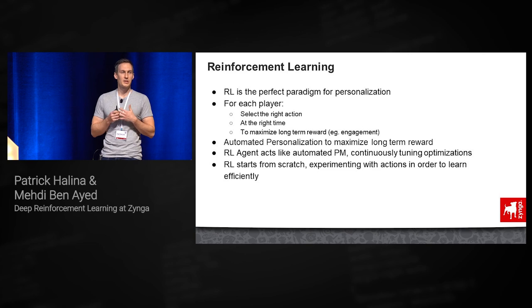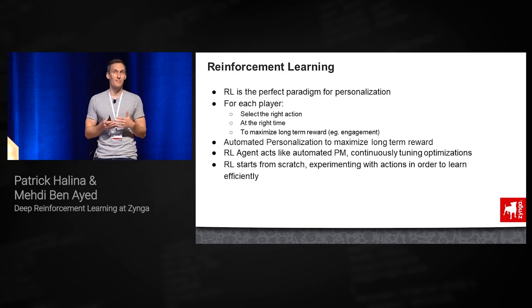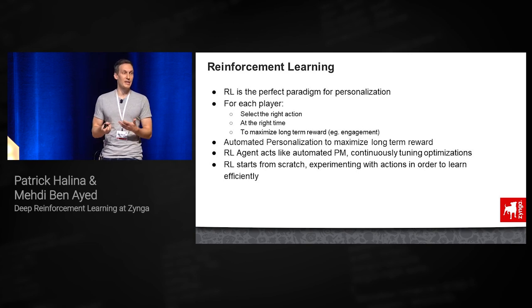So in our situation, it tells us what's the right action to take for a player at the right time, and it's already maximizing some type of long-term reward. So it turns out to look like this automated personalization. We don't need as much manual experimentation and guesswork and tweaking. It basically acts like an automated PM, and it's also adaptable. Throughout time, it's constantly learning. So if the patterns change, if the game changes, it'll pick this up and adapt to that.